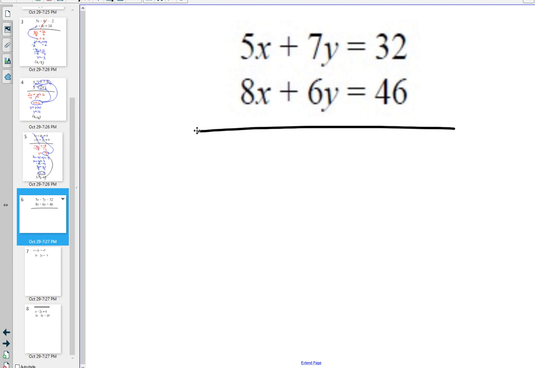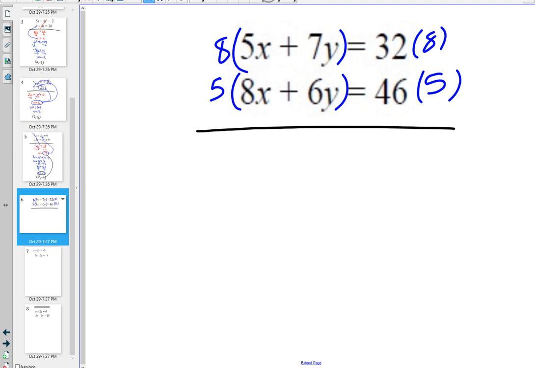Good. So since we never get to hear from Shiobi, we'll let her decide. Shiobi, do you want to get rid of the x's or the y's? Okay, so if you want to get rid of the x's, Lily was correct. She said make them meet at 40. So I have to multiply the top times 8 and the bottom times 5.